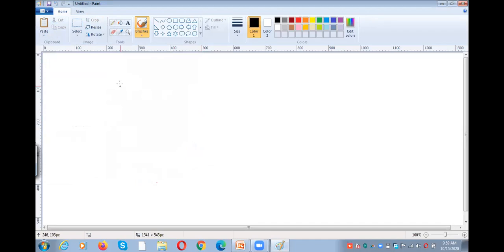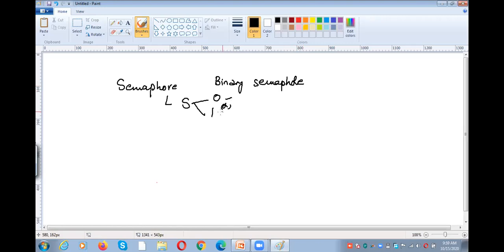So what is a semaphore? Semaphore is a synchronization tool. How can we represent the semaphore? With S. And next, how many values can a semaphore have? 0 and 1. Binary semaphore. Why? Because it can hold only two values, either 0 or 1. That is the reason why it is called a binary semaphore.